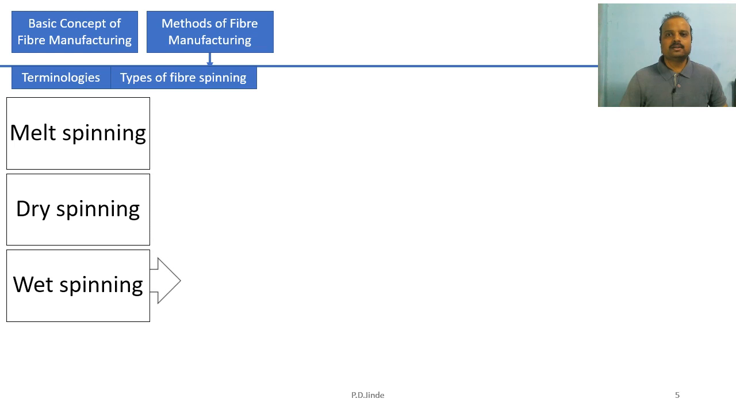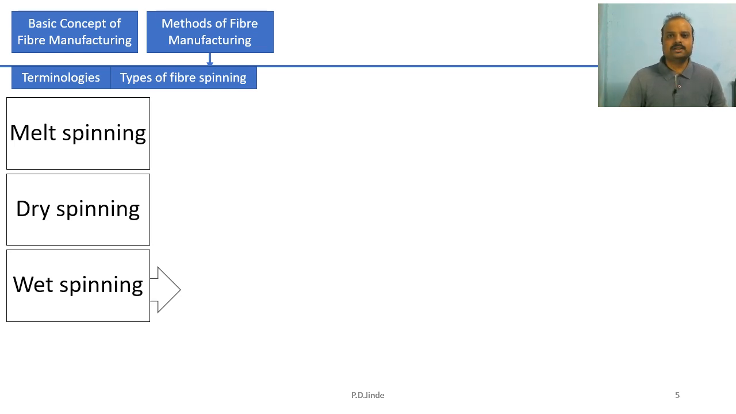Wet spinning is another technology to produce fibers from a polymer. This technology is similar to dry spinning, but with a little difference in the solidification process. Wet spinning can be used for those fibers whose polymer does not have any kind of melting point. That means the polymer which is not meltable. Such a polymer, when it needs to be converted into fibers, we generally prefer dry spinning or wet spinning.